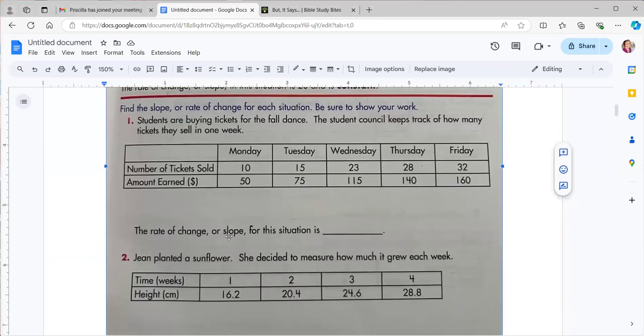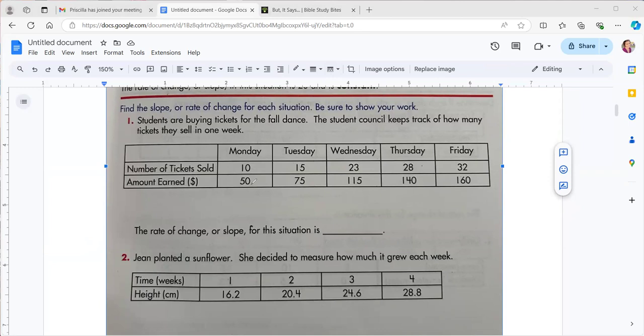Okay, so let's look at this one. Students are buying tickets for the fall dance. The student council keeps track of how many tickets they sell in 1 week. If they have 10 tickets sold, they got $50. So what is your unit rate already?